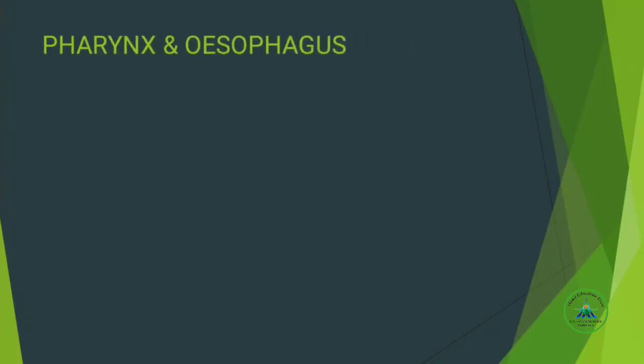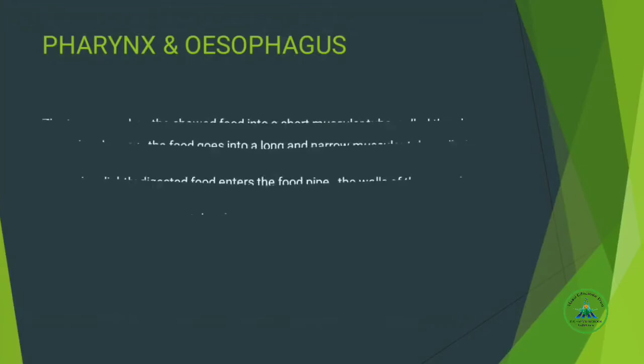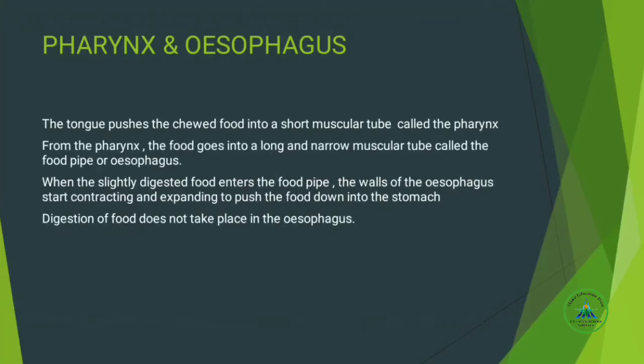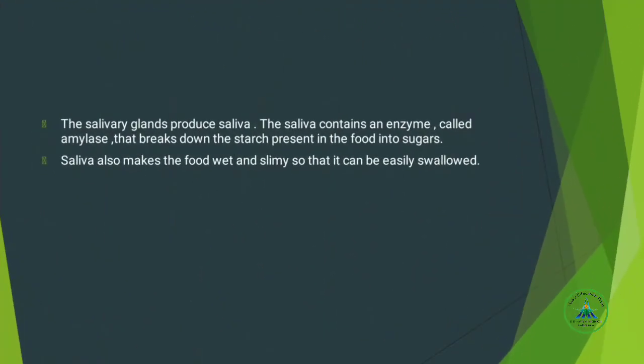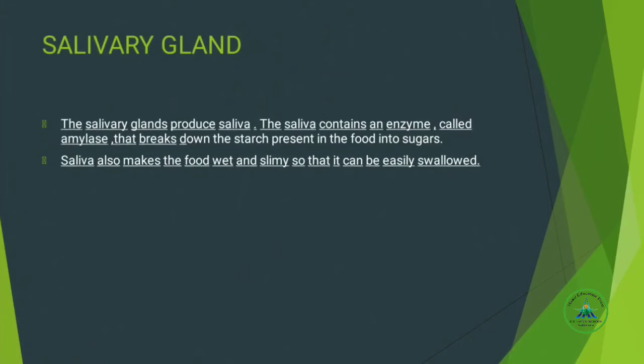Now, pharynx and esophagus. The tongue pushes the food into the pharynx and from there the food goes into the food pipe. When food enters the esophagus, its walls start contracting and expanding to push the food into the stomach. This movement is called peristaltic movement. Salivary gland. These produce saliva which contains amylase, which breaks the starch into sugar. Saliva also makes the food wet to be swallowed easily.